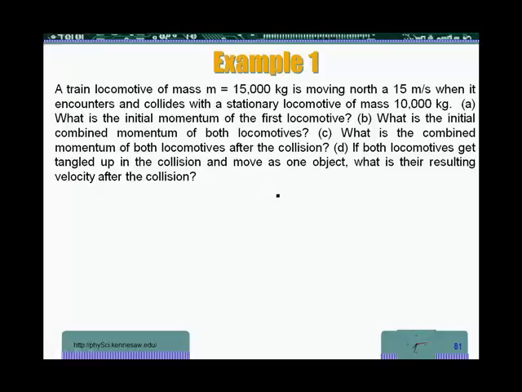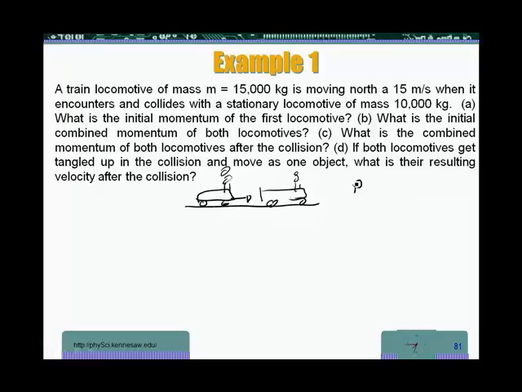Okay, so anyway, it makes sense to draw what we have. So what we have is a train. That's one locomotive, and that's the second locomotive. Okay, this is moving with a velocity v. That one is at rest. They're moving north. Now they're asking us about the momentum of the first one here.